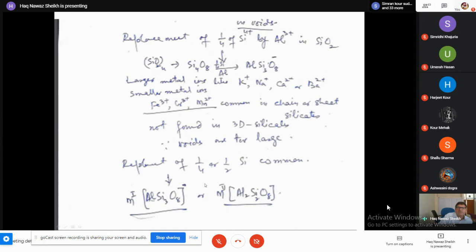So if you have 1/4 of the silicon being replaced, you have this formula, AlSi3O8, 1 negative. That 1 negative will be balanced by one positive charge metal ion like potassium, like sodium. Or if you have half of the silicon replaced by the aluminum, then you have the formula Al2Si2O8, then you will have two negative charge. Obviously, that will be balanced by either two metal ions of the unit positive charge or a single metal ion of the two positive charge. So calcium and magnesium will counterbalance that charge.